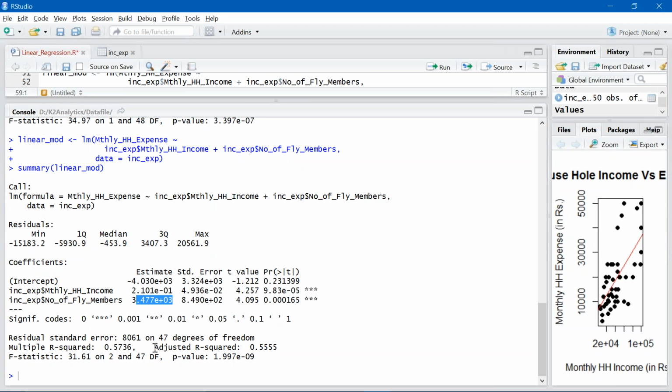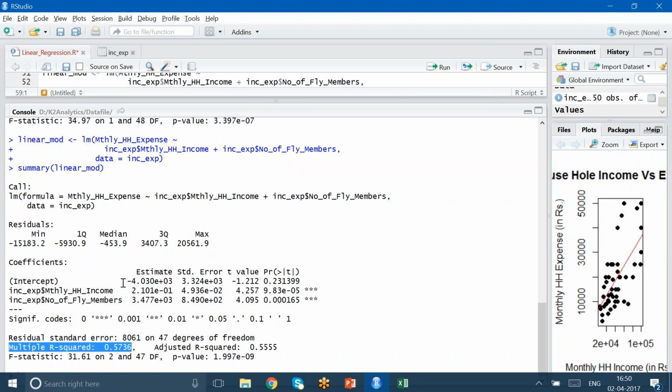Let me focus here now on R squared. R squared earlier was 0.42. Now what is the R squared? 0.5736. What does 0.5736 mean? 57.36% of the variance in expense is explained. With income, I was only able to explain 42. Now I am able to explain 57.